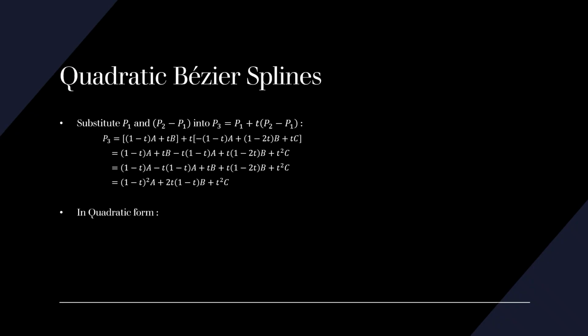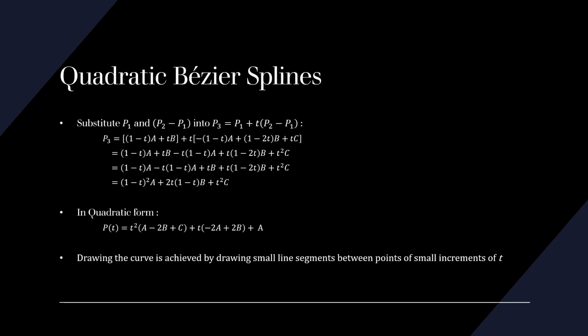It's called a quadratic Bézier spline, although I've shown it here, it can be represented in quadratic form. That is, we have a t squared term, a t term, and a constant term. So drawing the curve, now we can calculate any point along that curve based on a single value t and the 3 points. To draw the curve, we simply step incrementally along the curve.